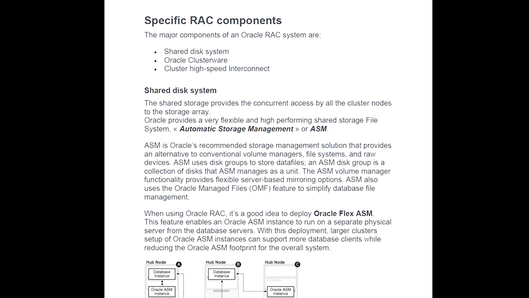That helps in managing the storage very efficiently. ASM uses the disk group concept to store the data files, and an ASM disk group is a collection of disks that ASM manages as a unit. The ASM volume manager functionality provides flexible server based mirror options, and ASM uses Oracle managed files.